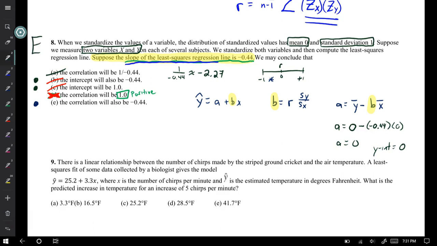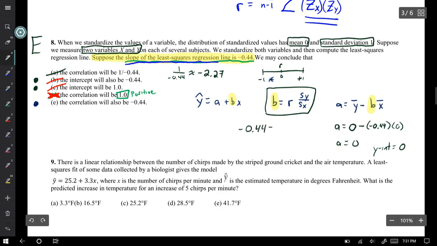because maybe I crossed off a wrong choice above. The correlation will be negative 0.44. Well, the only formula I have with correlation is right here. So my slope, negative 0.44, equals, I don't know R, that's what E is trying to tell me, times the standard deviation of y over the standard deviation of x. Well, wait a minute, we standardized both variables, so both are 1. So 1 over 1. Well, of course, R equals negative 0.44 then.